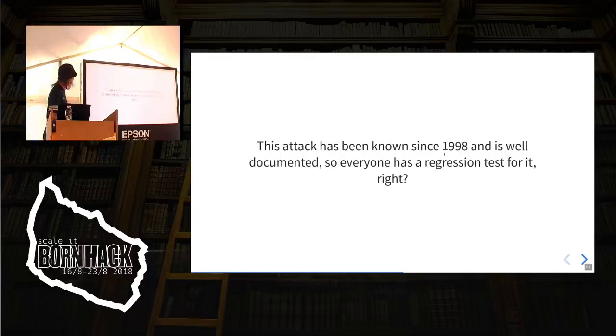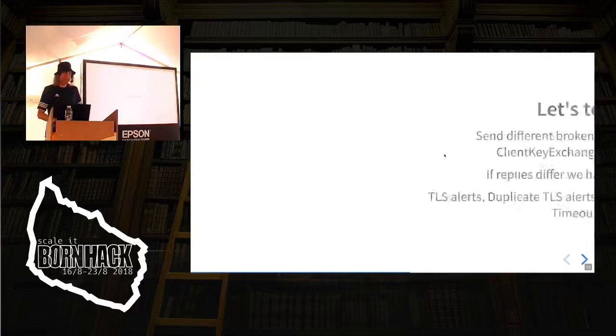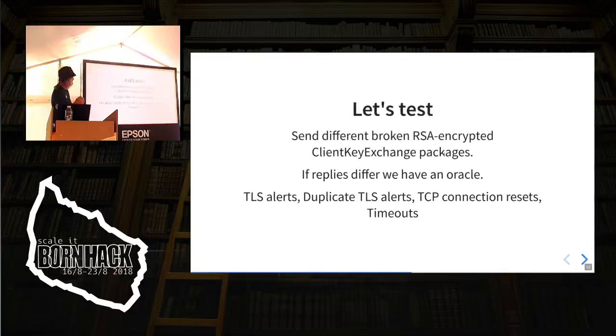And of course, as this attack has been known since 1998 and it's well documented, I mean, if you do a crypto introduction, you will usually teach this attack. So everyone knows about it and everyone has regression tests, right? That's how we do software development, right? Maybe that's not how it works in the real world. So at some point I thought maybe one should test if this attack has really been fixed.